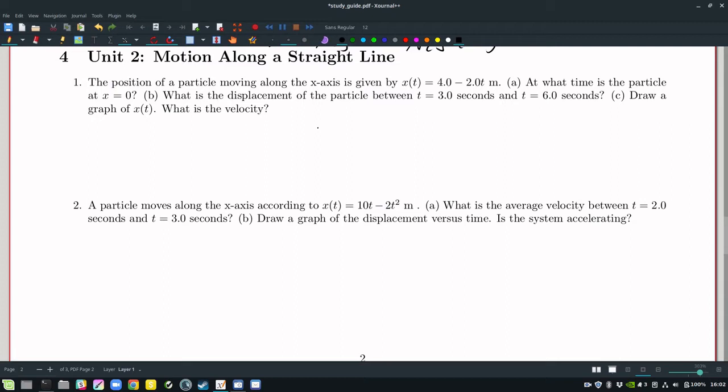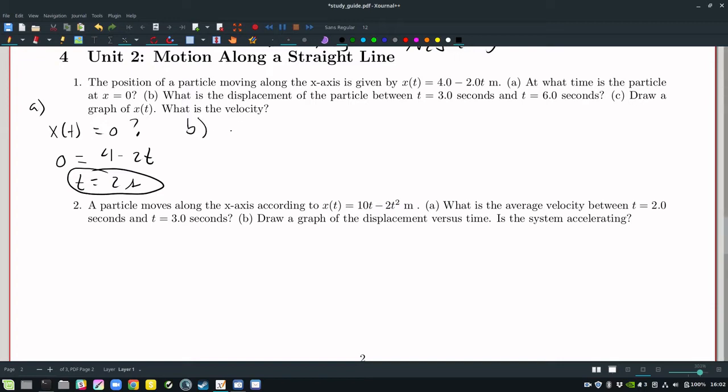The position of a particle moving along the x-axis is given by x of t, that's a function, is equal to 4 meters minus 2 times t in seconds. At what time is the particle at x equals 0? So what we need to find is when x is equal to 0. This is part A. So if I set x equals 0, then x is equal to 4 minus 2t. So 4 minus 2t, and I think t should be 2 seconds. If t is 2 seconds, then you'll get 4 minus 2 times 2, and you can solve for that algebraically. And then that will be when the position is 0 meters.